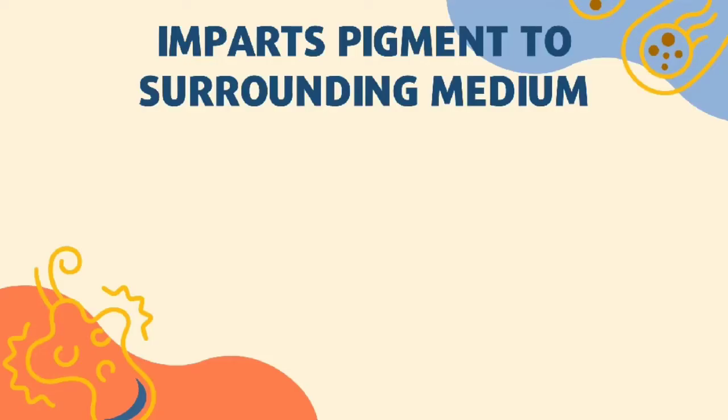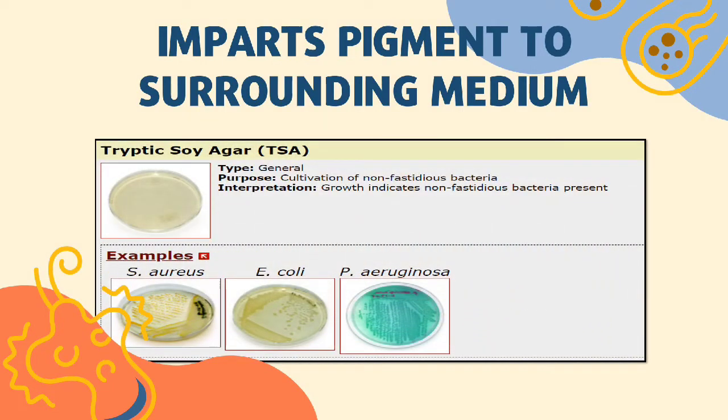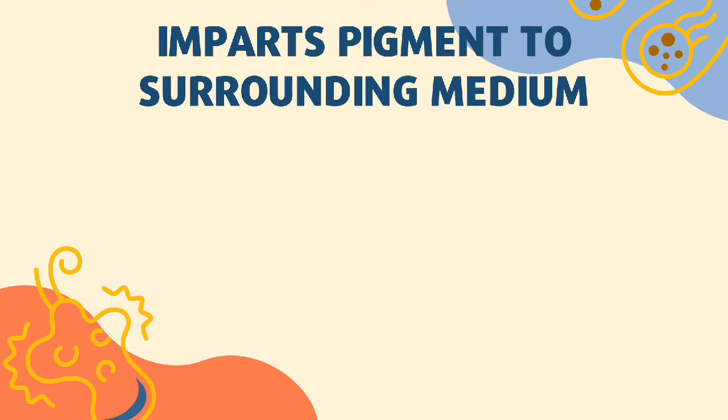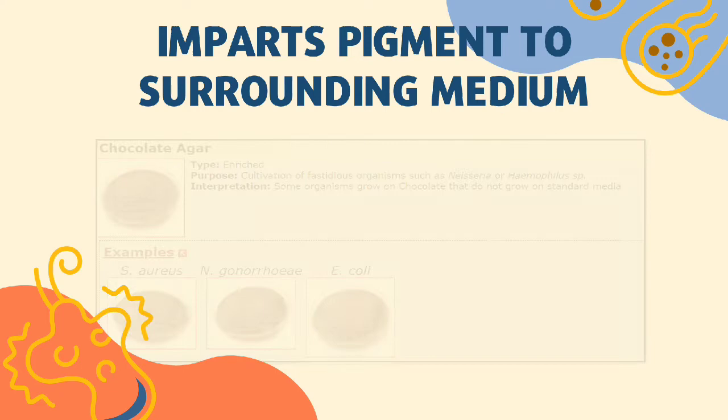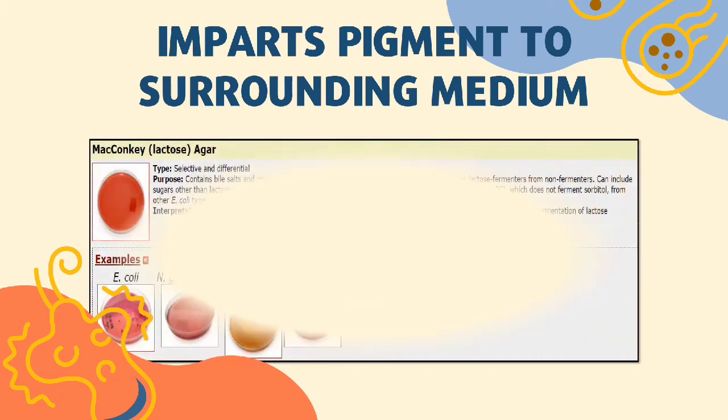Eighth is the pigment imparted to the surrounding medium. The type of agar can affect the pigment imparted to the surrounding medium, and here are some examples of the types of agar: tryptic soy agar, chocolate agar, and MacConkey agar.